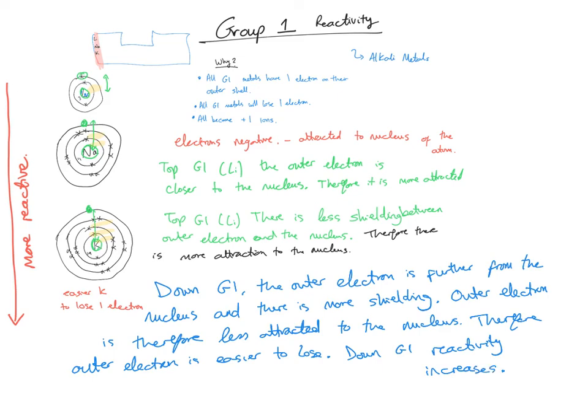Let's pick out some key words. Down group 1, it's all about the outer electron, further from the nucleus, and there is more shielding. It's therefore less attracted, therefore it's easier to lose. Therefore down group 1, reactivity increases.